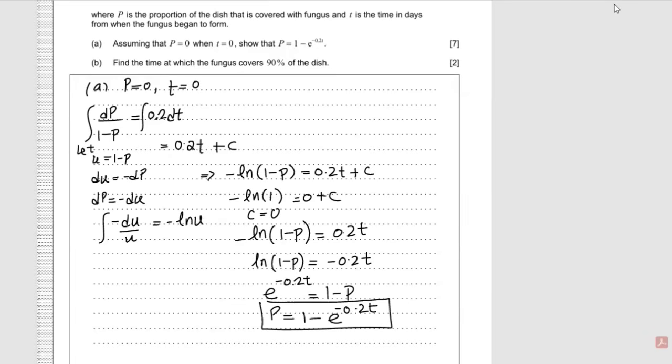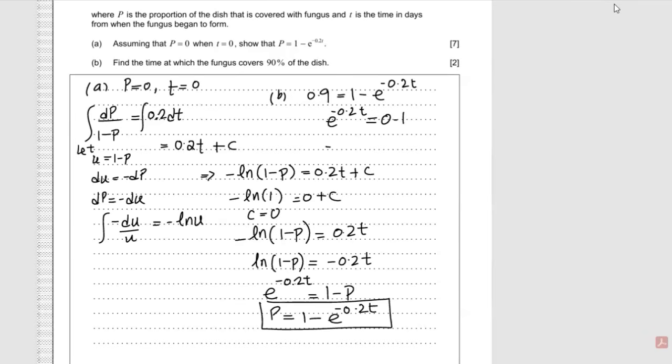So next, part B, find the time at which the fungus covers 90% of the dish. So P is the proportion of the dish that is covered with fungus. So P is the proportion, so 90 percent is 0.9. I'm going to solve it over here. 0.9 in place of P. 0.9 equals 1 minus e to the power minus 0.2 t. So e to the power minus 0.2 t is going to be 0.1.